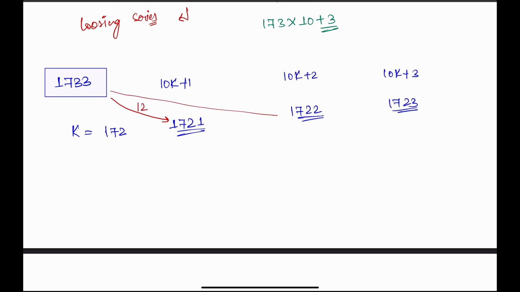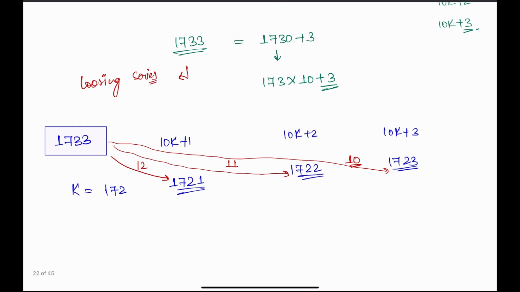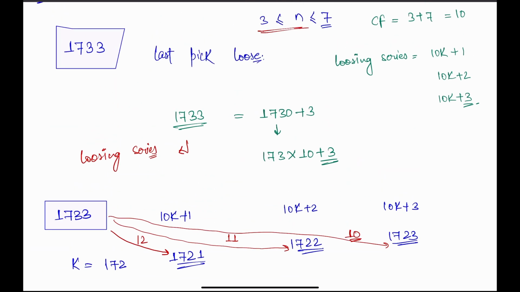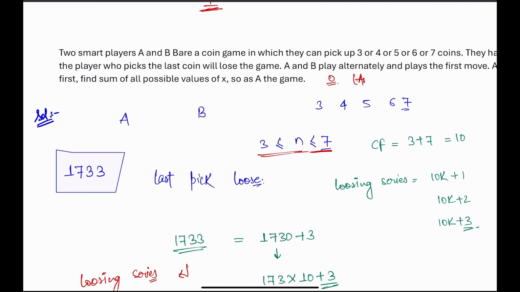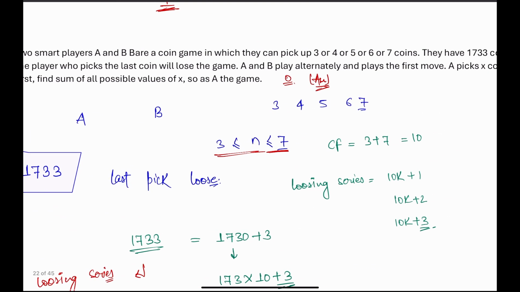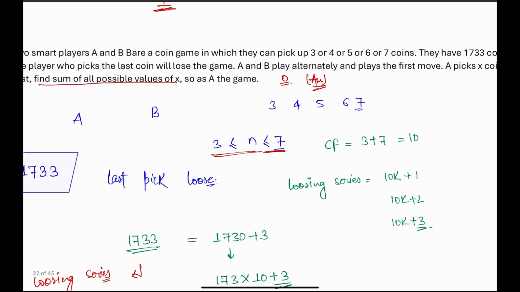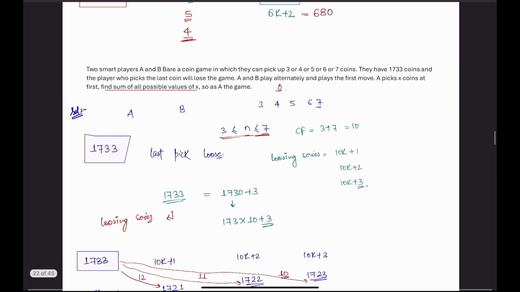For this much, for this one we will need 11 coins. For this one we will need 10 coins, but we already have the restriction to choose only up to 7 coins. So the answer of this question is 0. Why 0? Because the possible values of x are nothing, so the sum is 0.